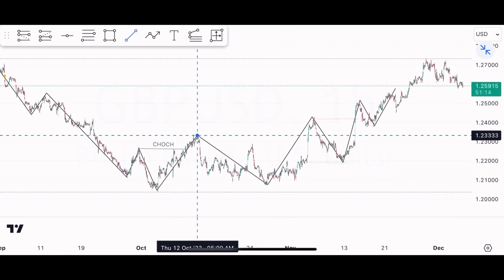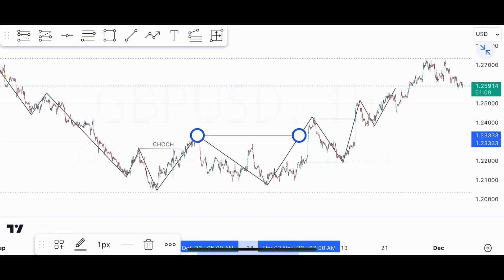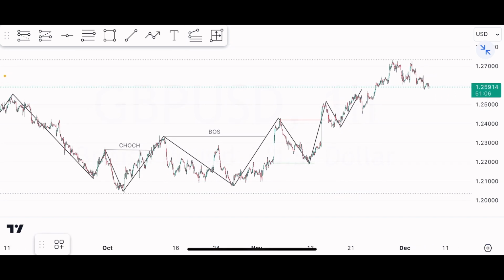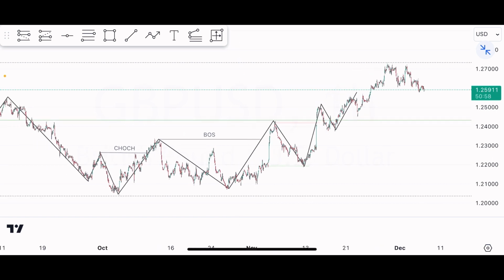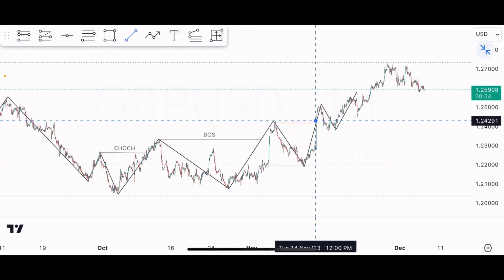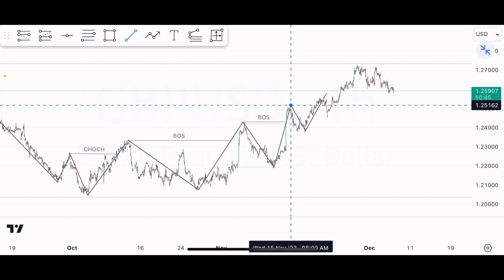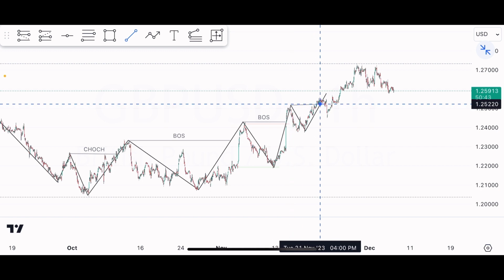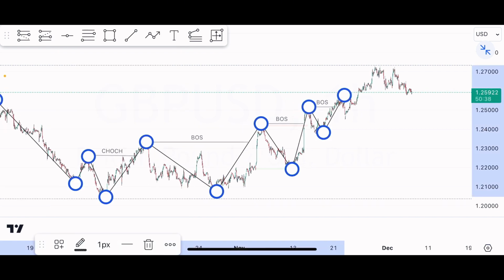And we started breaking structure to the upside. This is market structure. We broke the previous market structure to the upside. BOS buy. We'll look for more buys. The more you break structure, the more you look for more buys in that direction. So break structure again, more buys. Break structure again, more buys. So I think you get the point now.